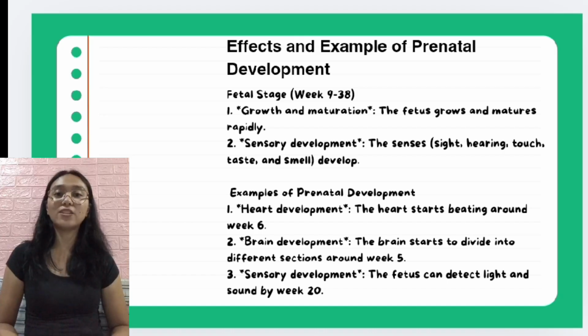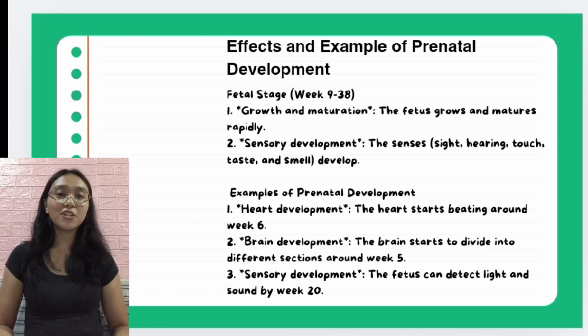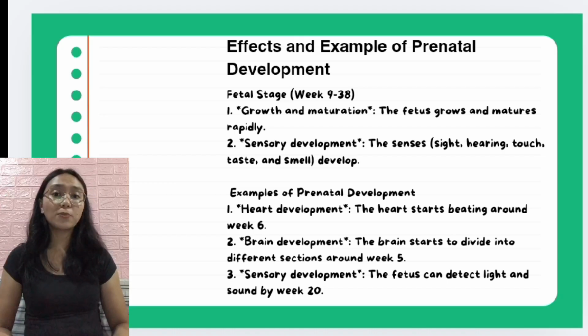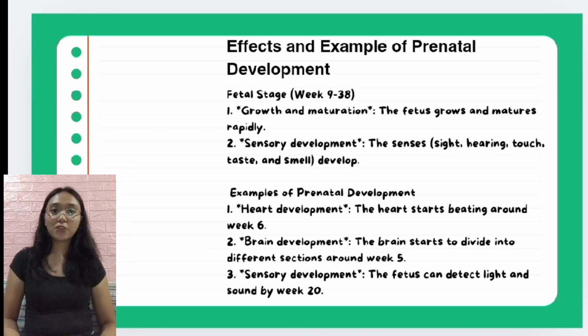Examples of prenatal development. First, heart development. The heart begins to beat around week 6, circulating blood through the body. Number 2, brain development. Around week 5, the brain starts dividing into forebrain, midbrain, and hindbrain regions. Neural connections continue to grow rapidly. Number 3, sensory development. By week 20, the fetus can detect light and sound, showing early signs of sensory awareness.